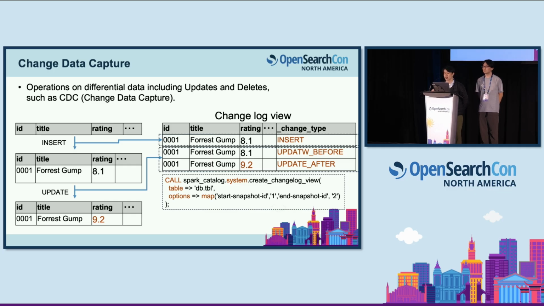So using this changelog view, it's also possible to identify the difference between snapshots. So far, we've looked at the features of Apache Iceberg. So now Sotaro will explain how these capabilities can be used in a pipeline with OpenSearch.